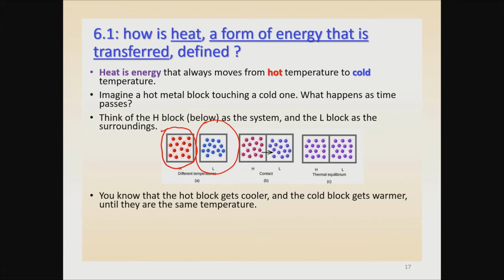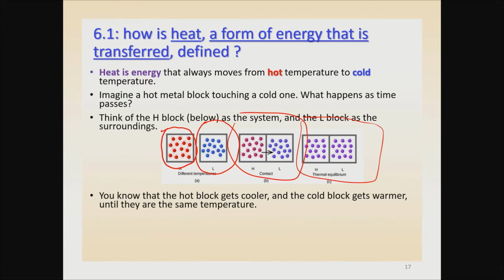Now, when you touch the hot block to the low block here, what happens, you know from experience, is that the hot block will lose temperature. It will cool down, but the cooler block will gain temperature. It will warm up. And then finally, if you leave the hot block and the cool block together, you will eventually get to a point where you have the two blocks at absolutely the same temperature. And when that occurs, those blocks are said to be at thermal equilibrium.